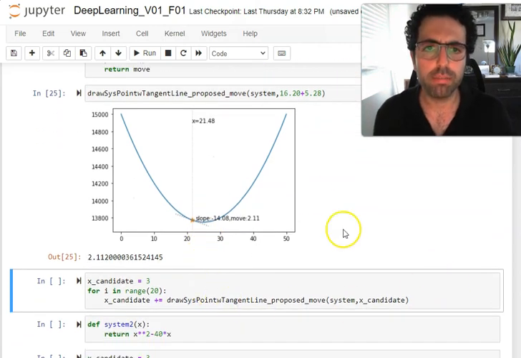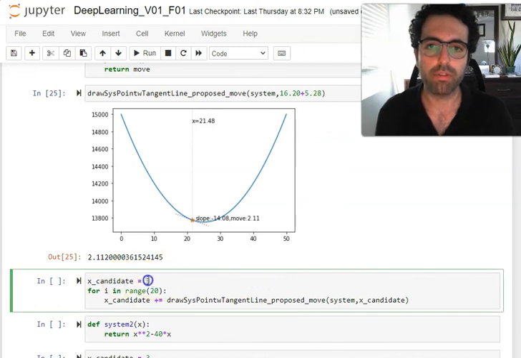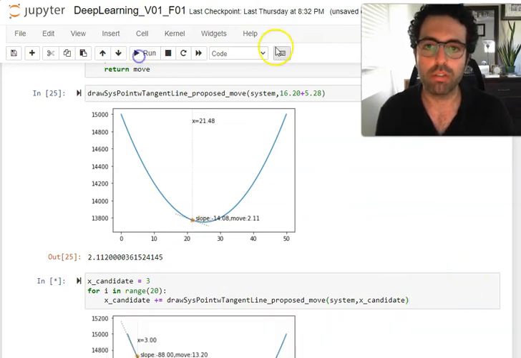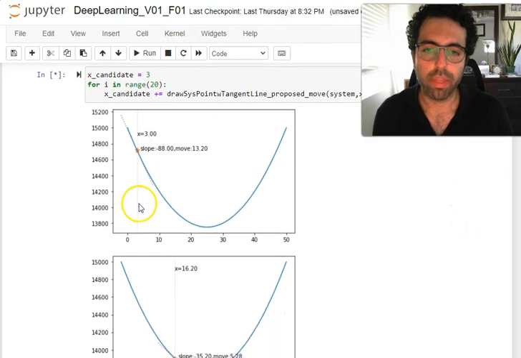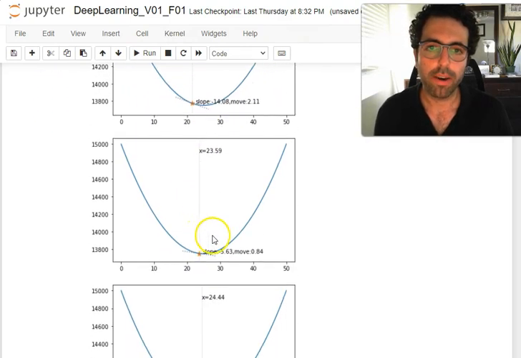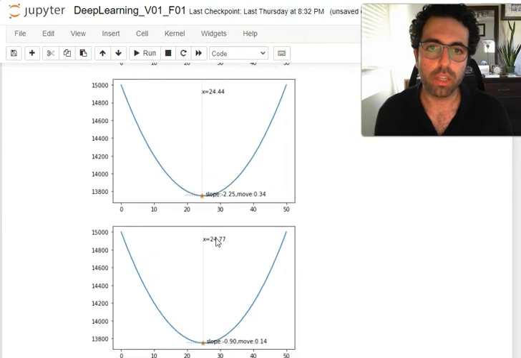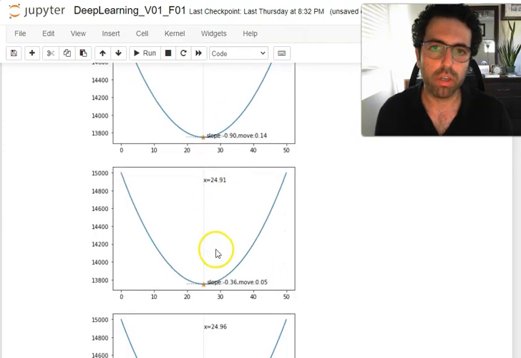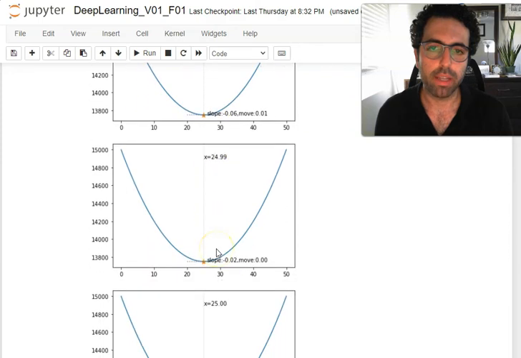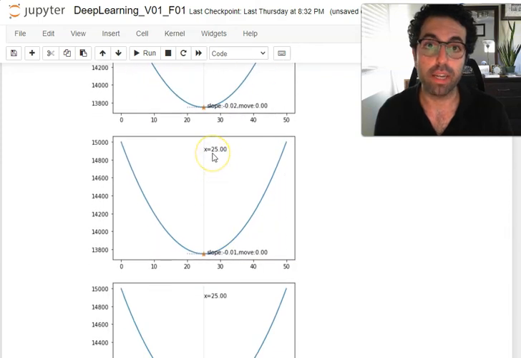So let's put this in an algorithmic way. My first X candidate is 3, and I want to find the proposed move and add it to my candidate 20 times, and also draw where I am for us to understand. So I can just do this, and we can see that within a few iterations, I move closer and closer to the optimum value. So I got to the 25 after 10 iterations.